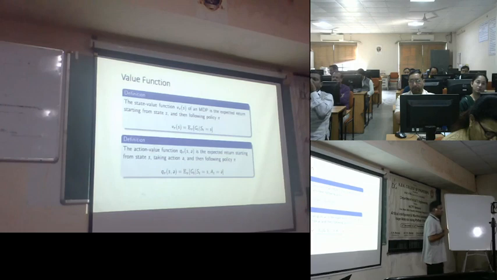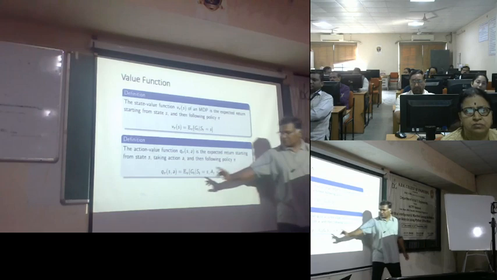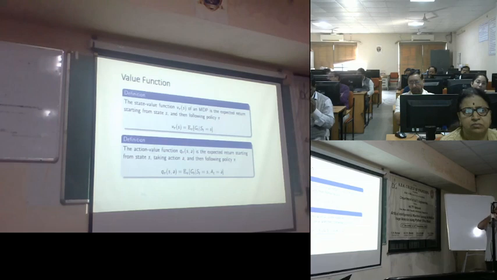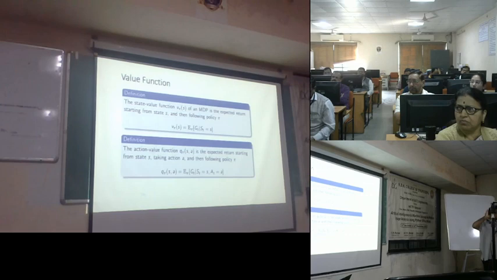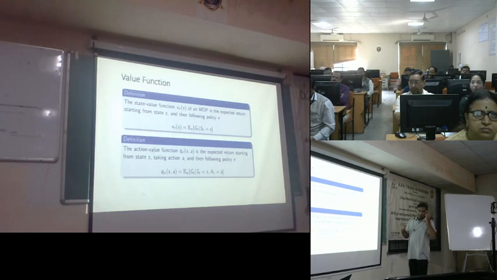Whereas the action value function will also have state and the action. Okay, so now we will have two tables. One which is from state to state and another state to action. So in what state we are going to take what action? And after taking that action, in which state we are going to go.